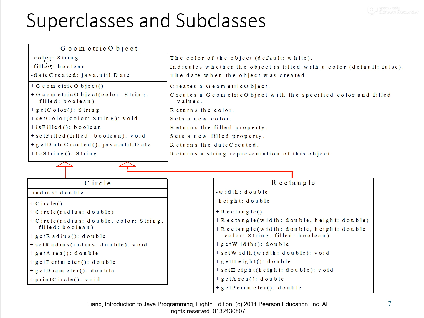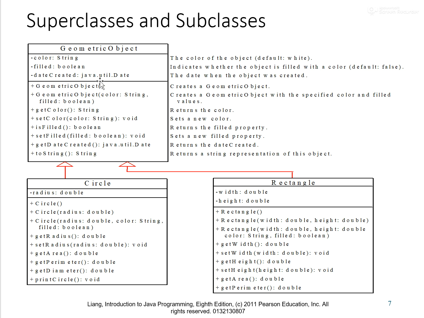Let me just walk you quickly through what's in the geometric object class. Among the member variables, we have a string that will store the color of the object, a Boolean variable that records whether or not the shape is filled out with that color. We also have a date object that will store the date on which the object was created. And underneath it, we have the methods.